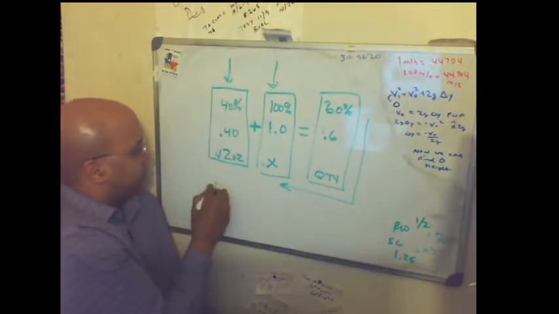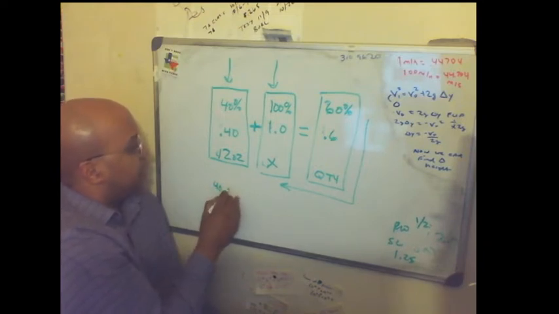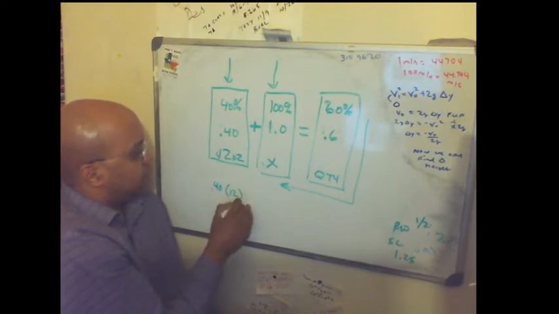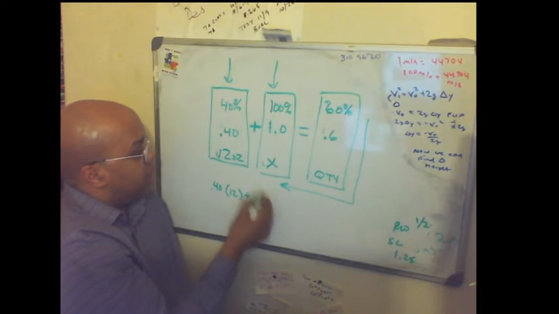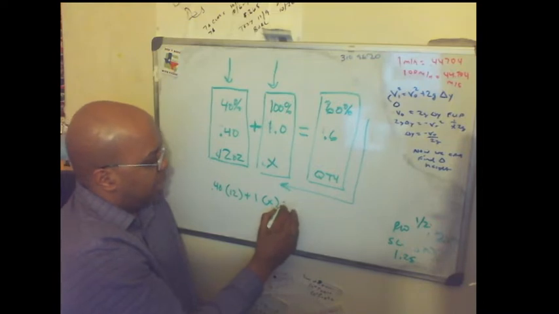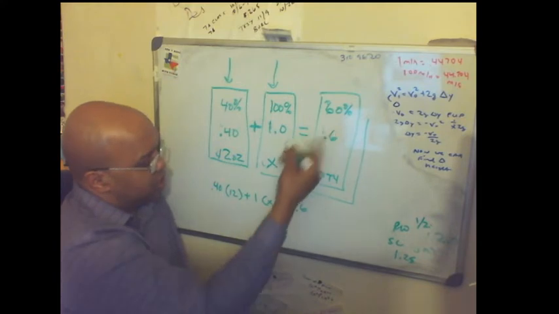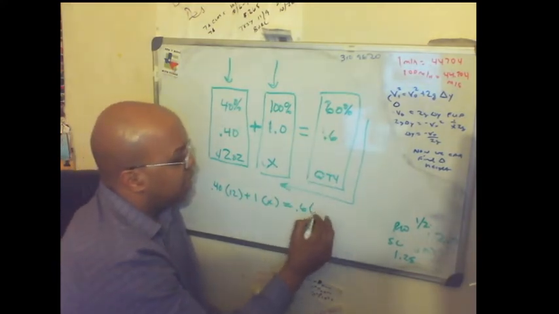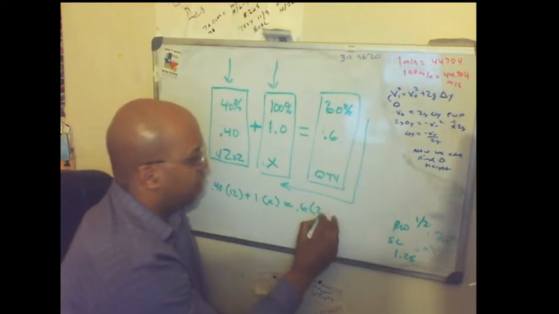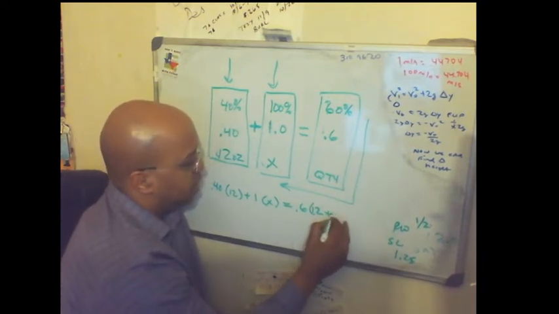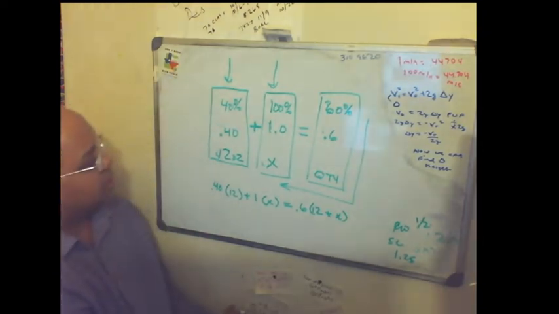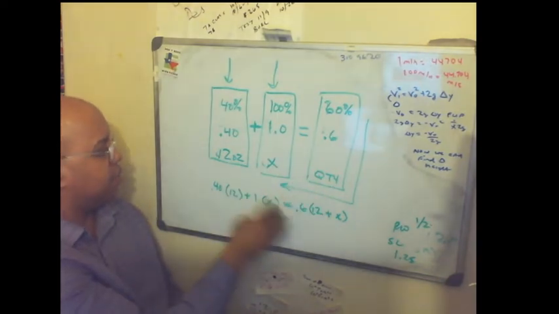So here's our 0.40, 40%, times 12 ounces plus 1, which is 100%, times X. We don't know how much we're going to add. And then we need a 60% solution. That's what we're going to wind up with. So we have 0.6 times the sum of 12 ounces plus X. There you go. That works, because we have an unknown. We don't know how much this is, but it's going to produce 60%.